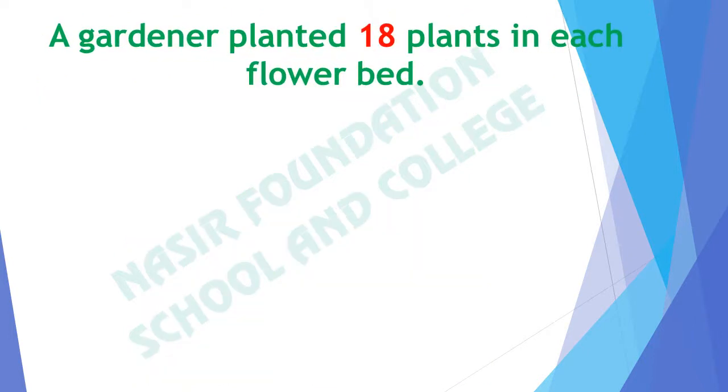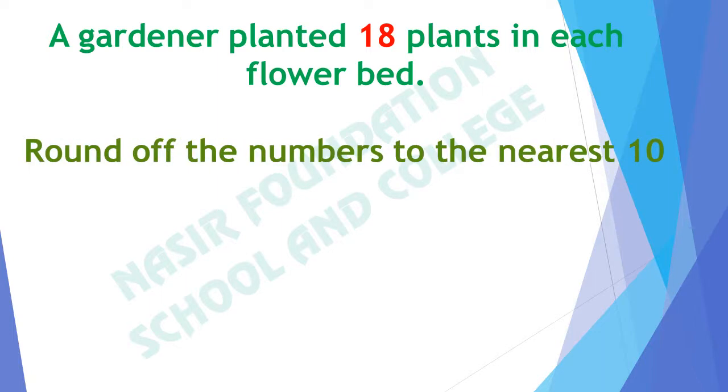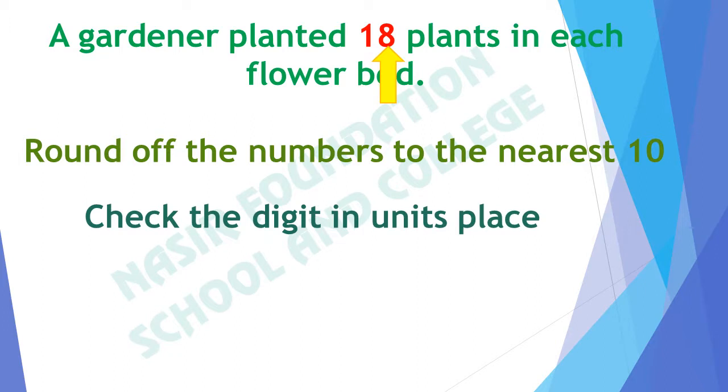A gardener planted 18 plants in each flower bed. We will round off this number to the nearest 10. The digit in the units place is 8. To round off the number to the nearest 10, we consider the digit in the units place. In the units place there is 8. What is the next step?